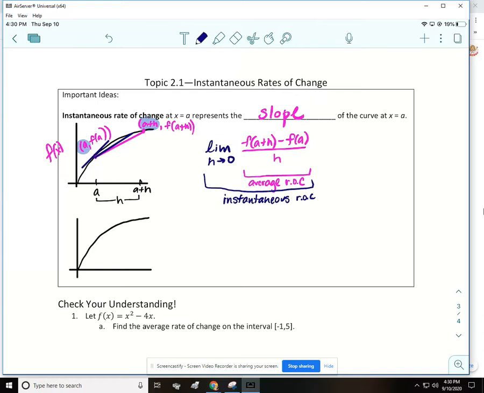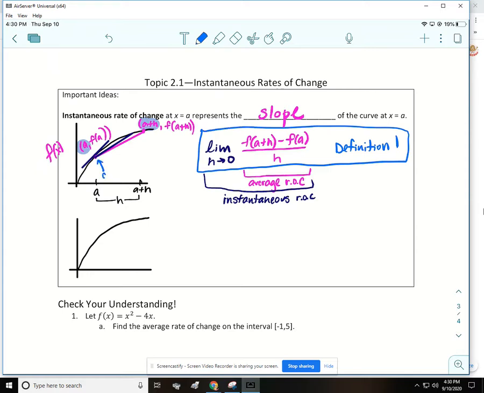Okay, and that's what I was trying to get you guys to get from that whole thing with the guy jumping off the balloon in space. So we're going to call this one definition 1. We're going to have 2 of these definitions. Okay. And so A is the anchor point. Okay, so remember that when you think of the formula, you think of A as the anchor point. That's the value where you're finding the instantaneous rate of change, that point.